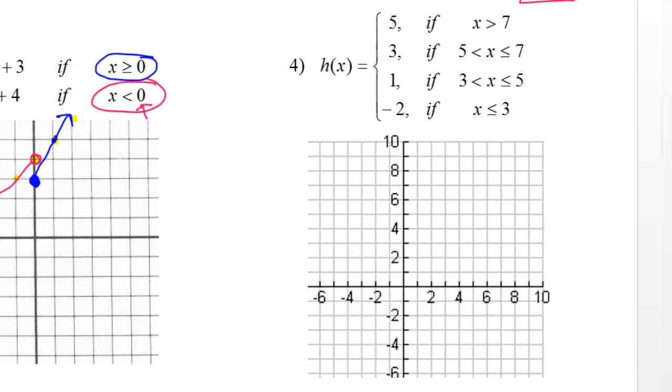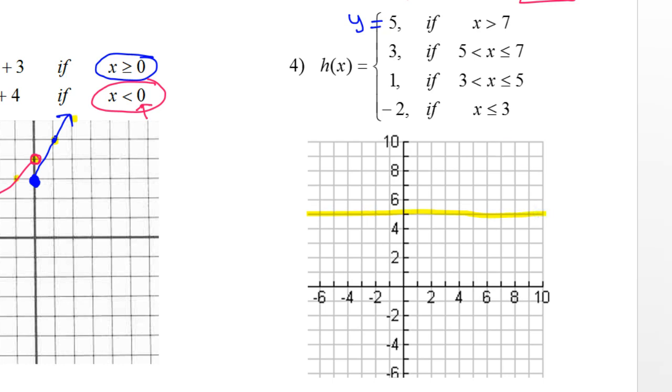Okay, all these constants are going to be little horizontal lines. So for example, I have y equals 5. All right, y equals 5 is just a horizontal line at 5. Okay, so that would be like this. So here's what y equals 5 would look like.